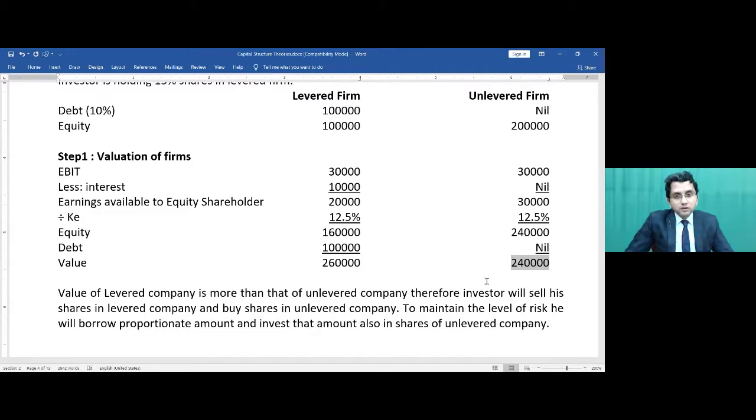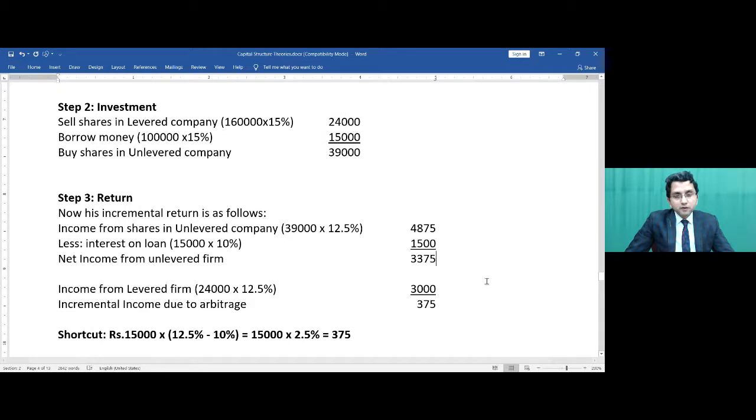Step 1, do the valuation of the firm. This looks similar to the NI approach. Step 2, shift from the expensively valued company to the lower value company and then calculate return. And there is a shortcut for calculation also. Just feel free to ask me if you have any doubts. This is the Modigliani and Miller approach.